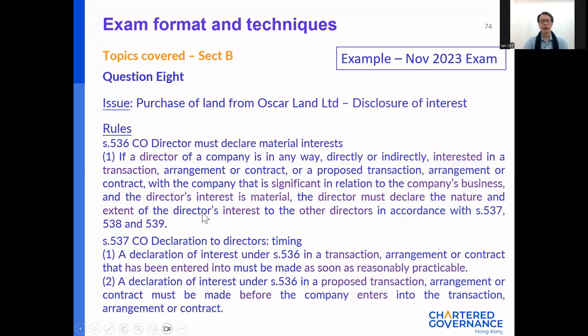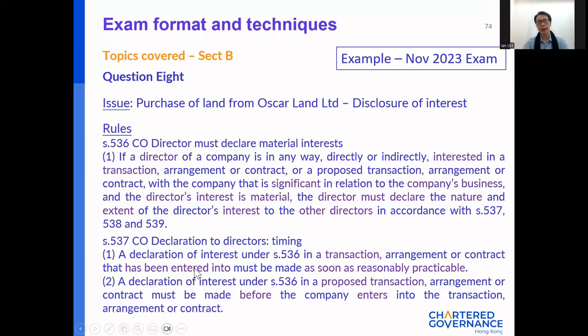So let's first look at the first issue on the purchase of land from Oscar Limited. So we've seen this before, Section 536. If a director is interested in a transaction with the company that is significant to the business and the director's interest is material, the director must declare the nature and extent of the interest to the other directors. So that's why if you are a director, you must inform other members on the board of directors about your interests. And the declaration of interest must be made as soon as reasonably practicable for obvious reasons.